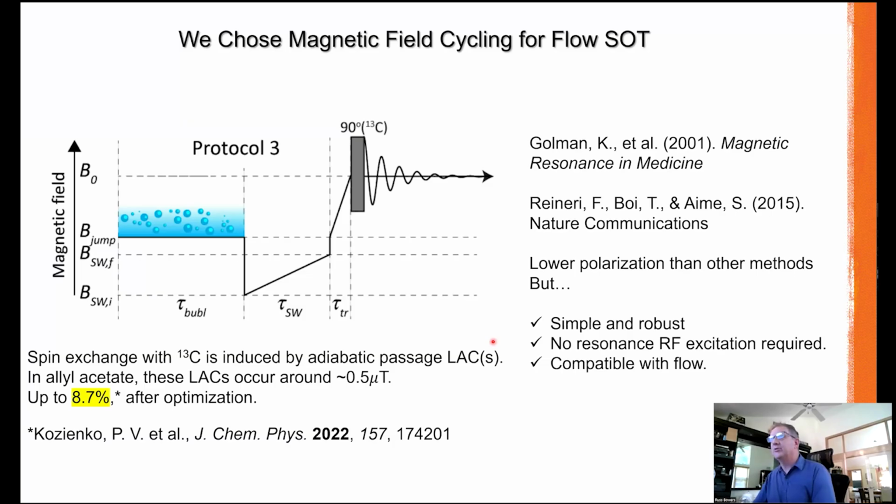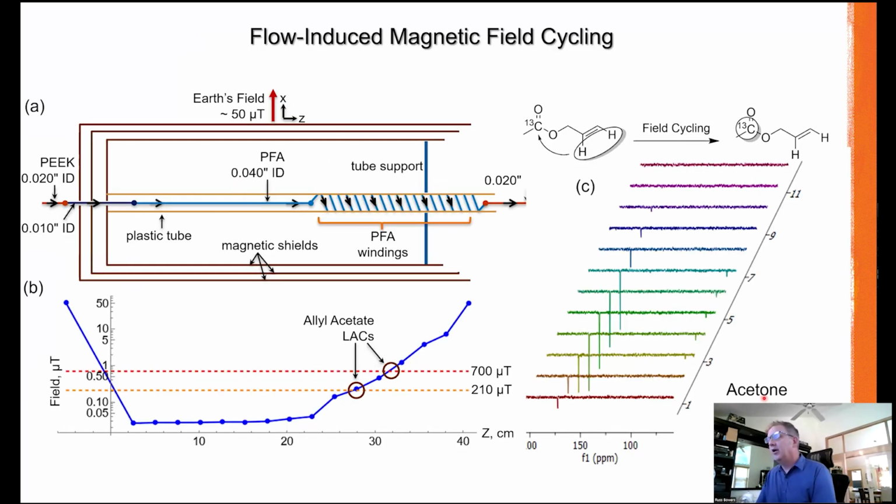The thing about this method, magnetic field cycling, is that it doesn't require an NMR spectrometer. It's simple, and it's inherently compatible with flow. So that we can focus on subsequent steps, we've adopted this robust method, and instead of imposing the time dependence of the field using an electromagnet, what we've done is selected the diameter of the tubing.